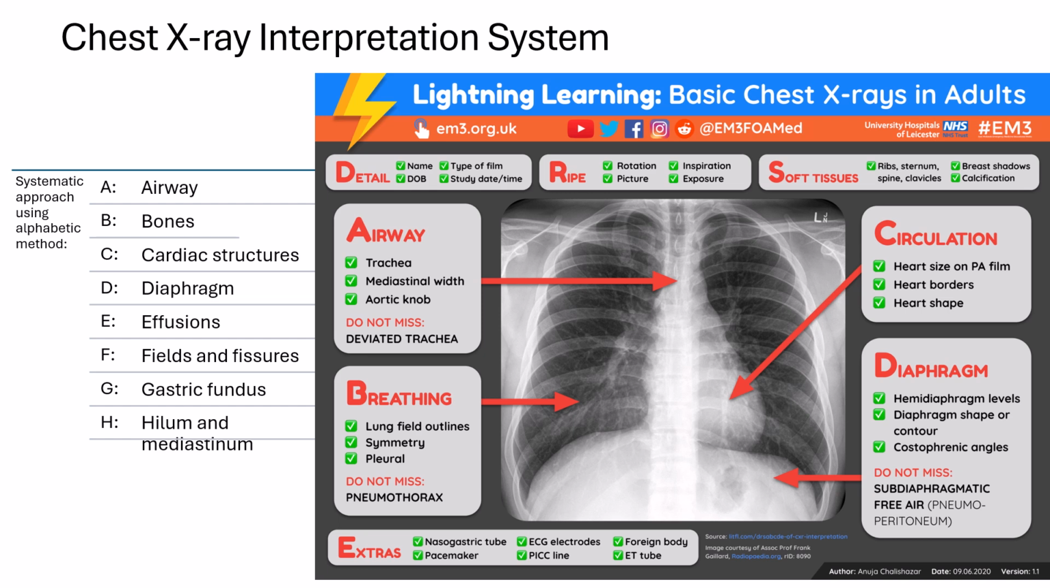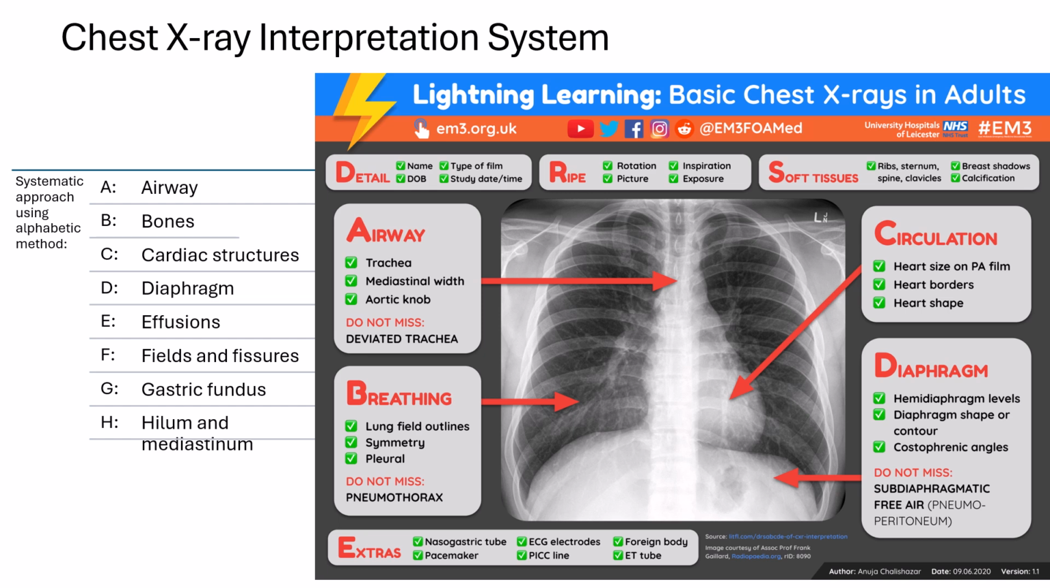Start with A for airway. Check endotracheal placement and tracheal position. B for bones. Examine ribs, clavicles, and vertebrae for fractures or abnormalities. C for cardiac structures. Assess heart size and shape. D for diaphragm. Look at contour and position. E for effusions. Check for pleural fluid.